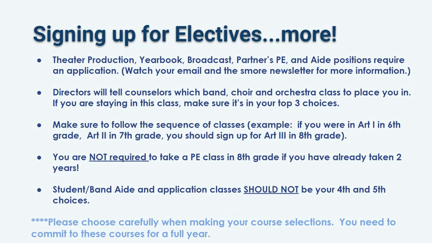Directors will tell counselors which band, choir, and orchestra class to place you in. If you are staying in this class, make sure it's one of your top 3 choices. Make sure to follow the sequence of classes. If you were in Art 1 in 6th grade and Art 2 in 7th grade, then you should sign up for Art 3 for 8th grade. If you didn't take Art till 7th grade, you took Art 1 in 7th grade, then you sign up for Art 2 in 8th grade.